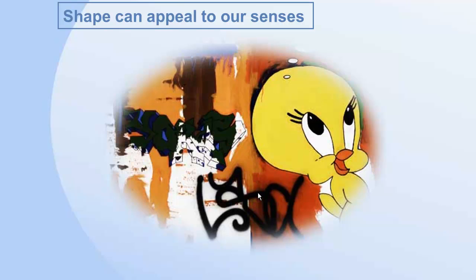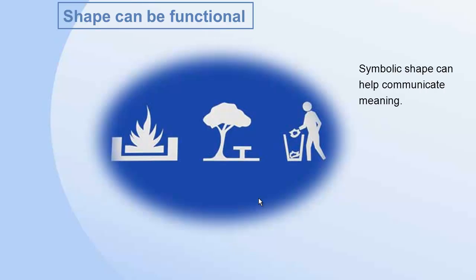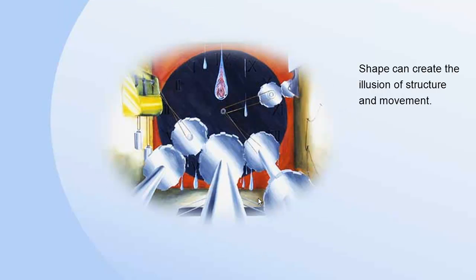Shape can appeal to our senses. Shape can create visual effects or patterns. Symbolic shape can help communicate meaning. Shape can create the illusion of structure and movement.